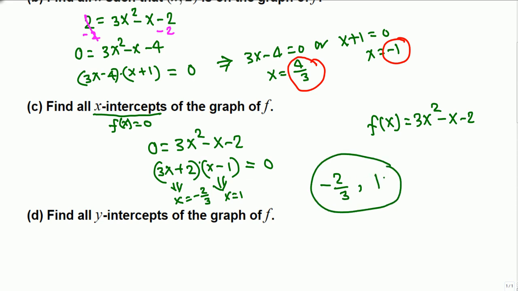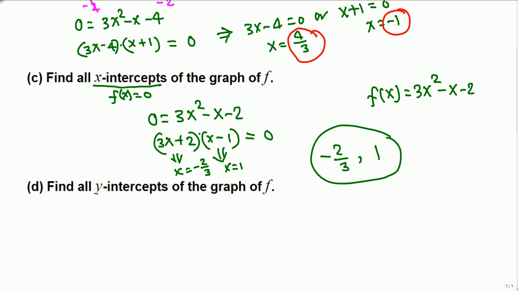Okay, and finally the last, find all y-intercepts. So to find the y-intercepts, we plug in x equals 0. So we get 3 times 0 squared, 0, minus 0, minus 2. So replace x by 0. So 0 minus 0 minus 2 is just negative 2. So that's the y-intercept. Final.